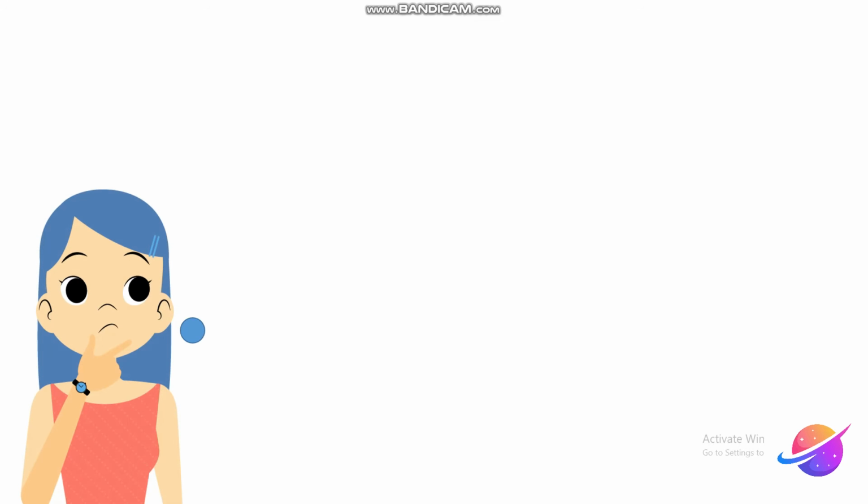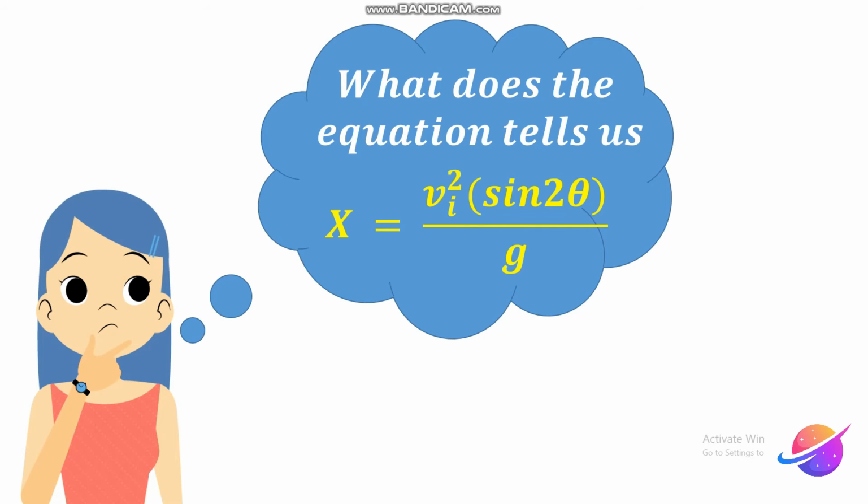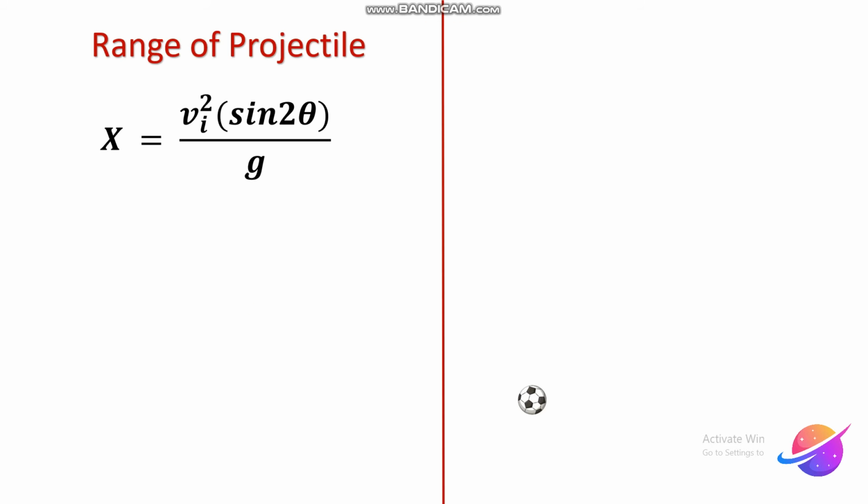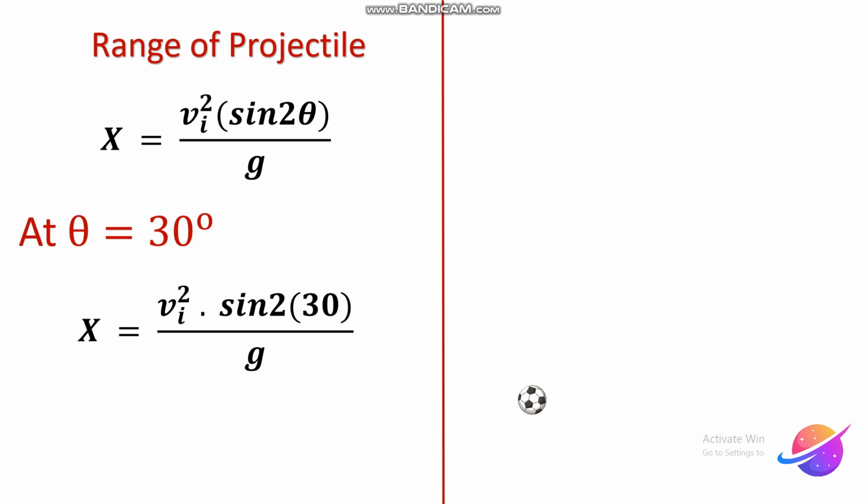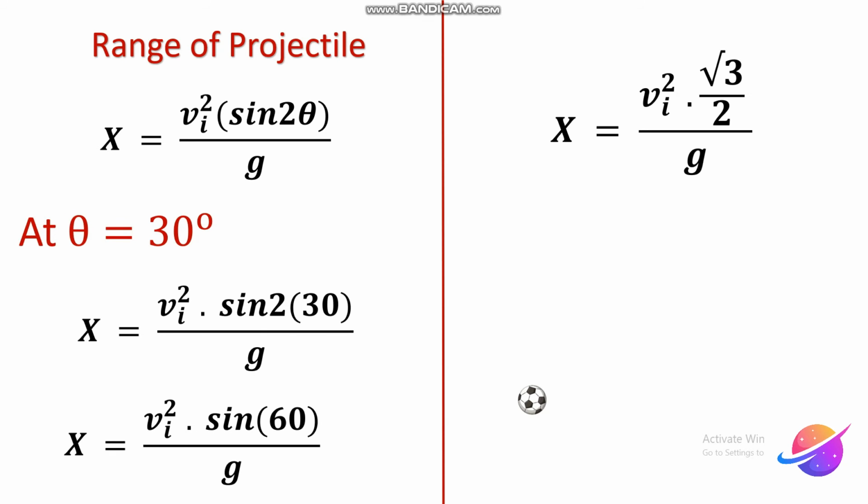Now come to the most important part of the whole video. What does the equation tell us? In this equation, theta plays a really important role. When we throw the ball at 30 degrees, multiply it by 2 and it becomes 60. And what is sine of 60? Sine 60 is equal to root 3 over 2 or 0.866.